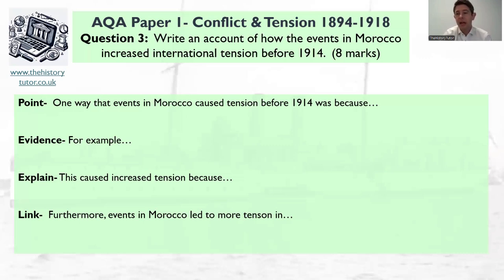This caused tension because. So go to your table. How did that cause tension? And then furthermore, this caused more tension because. So think about another country, another event it causes. I mentioned how the initial crisis might lead to a strengthened Franco-British alliance, but also it strengthens Britain as well because of the naval race. They are really concerned about Germany.